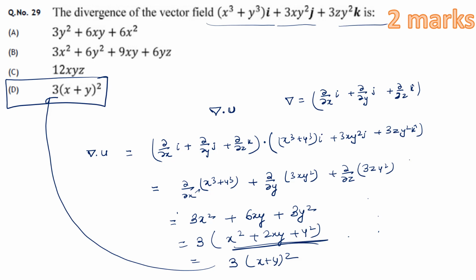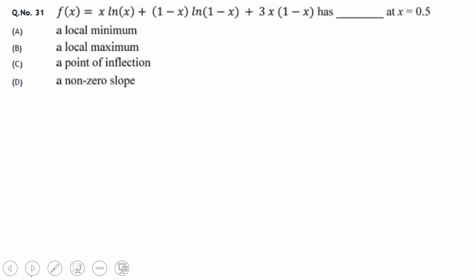Okay guys, now let us proceed. See, f(x) equal to x ln x plus (1 minus x) ln(1 minus x) plus 3x(1 minus x) has what at x equal to 0.5? A local minimum, a local maximum, a point of inflection, a non-zero slope.